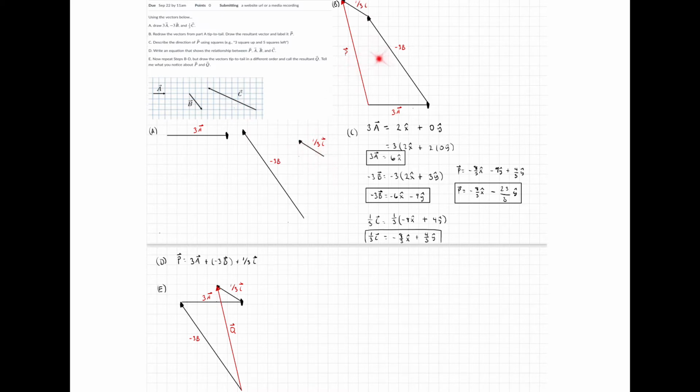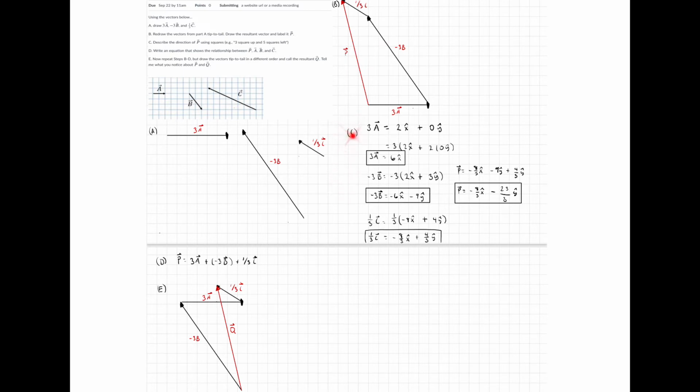In part B, I'm asked to draw each vector tip to tail, and then label the resulting vector P. So I've done this label. I've drawn each one tip to tail, but the resulting vector is the only one that's not drawn tip to tail, so it's going up and slightly to the left.